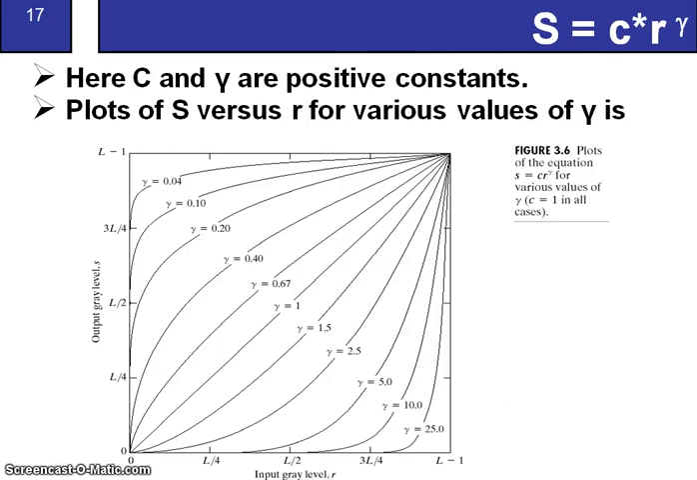The last technique is the power law transformation. The equation used for that is S = C R^gamma, where gamma is a constant. If the gamma value is 1, then we get the same image as the original image. If gamma is less than 1, we get characteristics like the logarithmic. When gamma is greater than 1, we get characteristics like the inverse logarithmic transform.